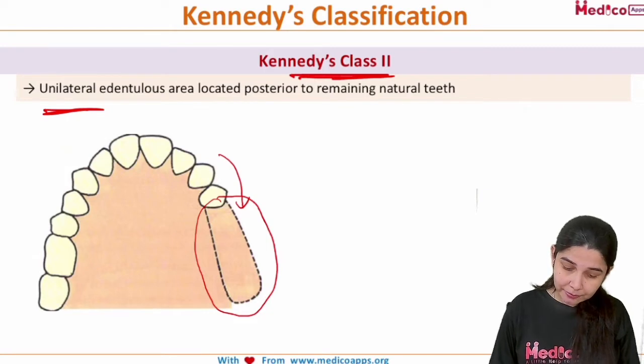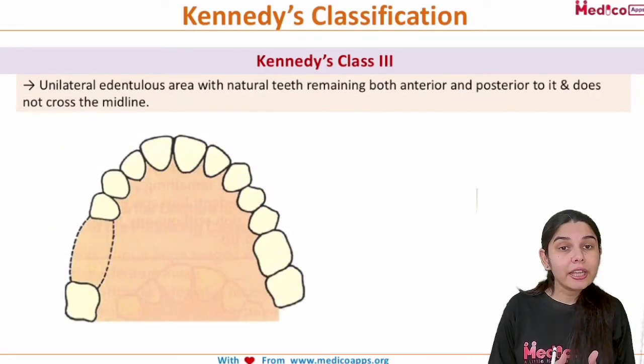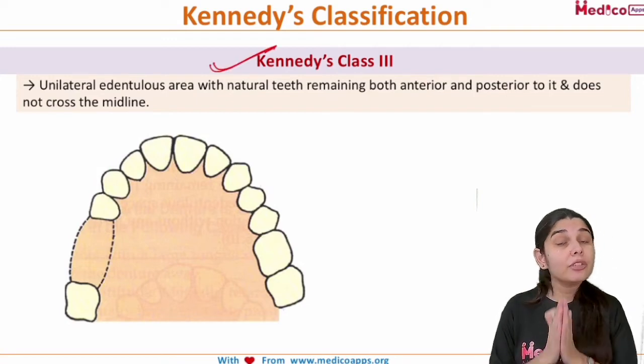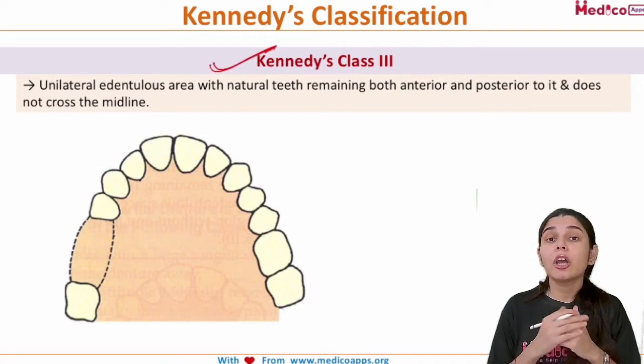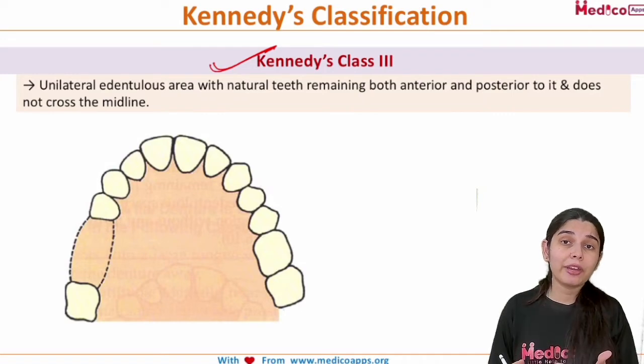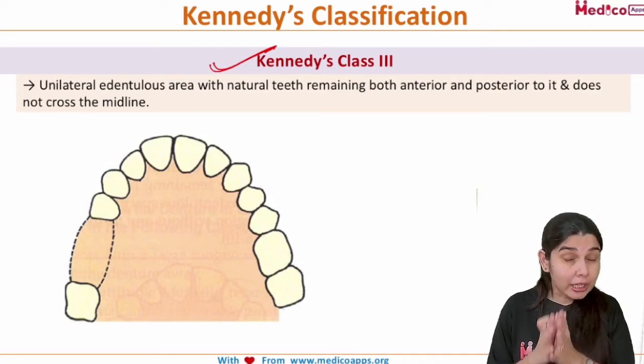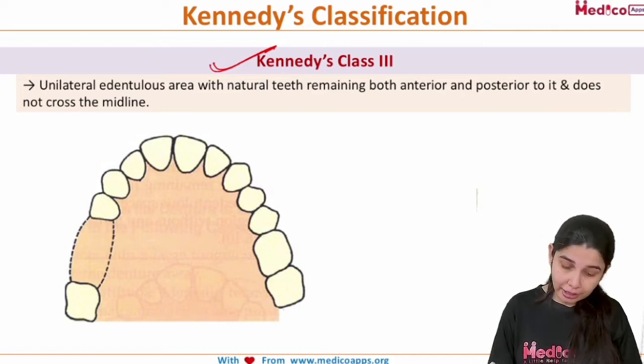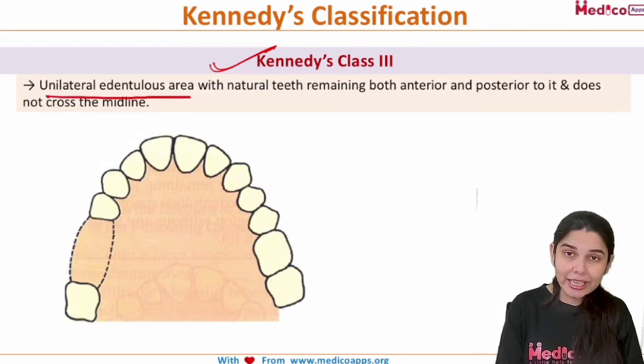Class 3, what is class 3? Class 3 is a very important classification, because a lot of questions are usually framed from this particular class. Okay, so let's see what is class 3. Class 3 is when there is a unilateral edentulous area.